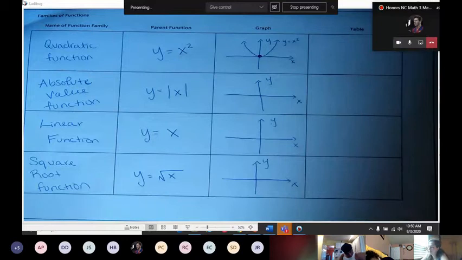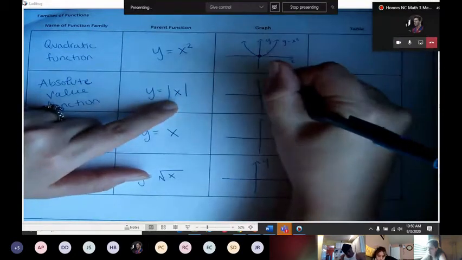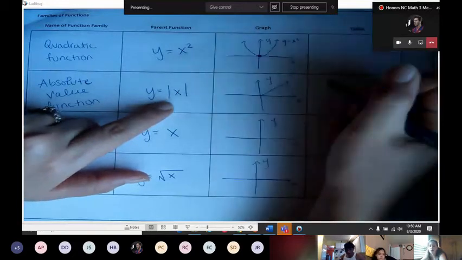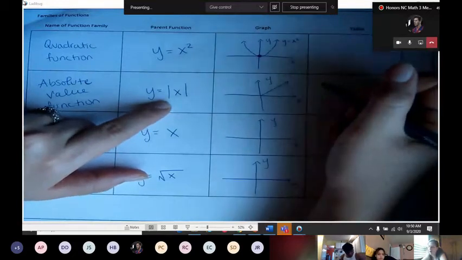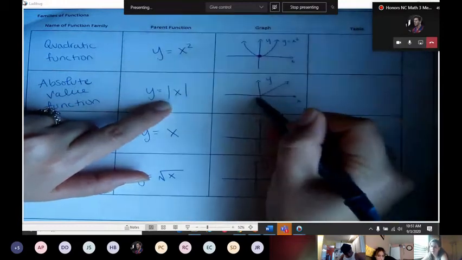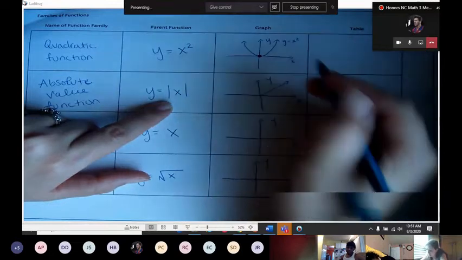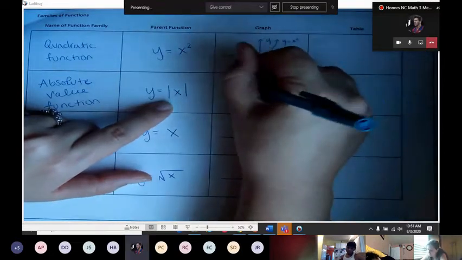Now our absolute value function takes the line y equals x, which looks like this, and it forces every single y value to be positive. This means that where the line would normally go down like this, I have to flip it up to the x-axis. So it's going to create this V-looking thing.